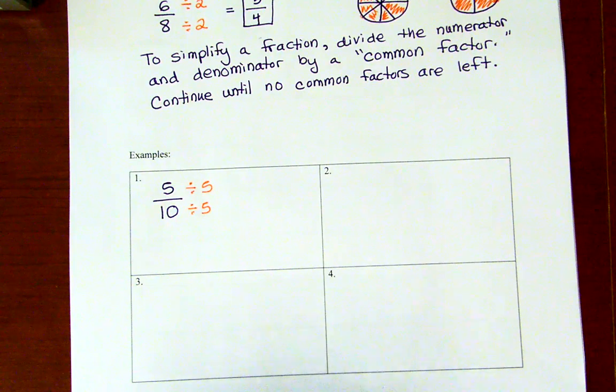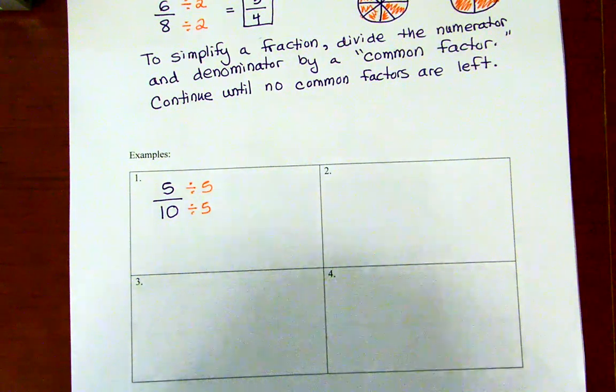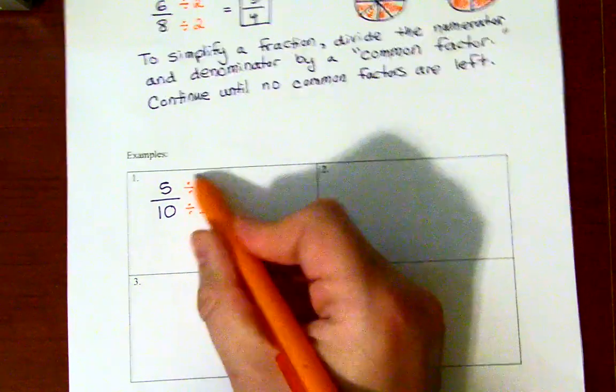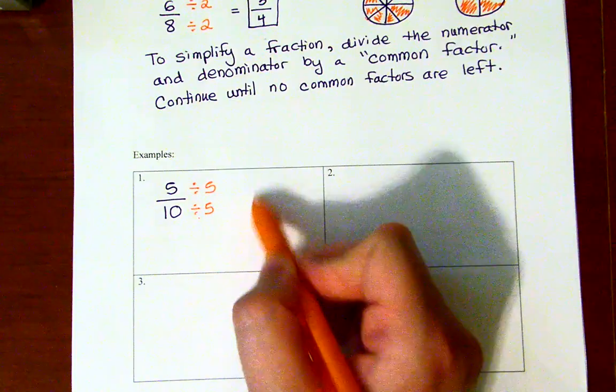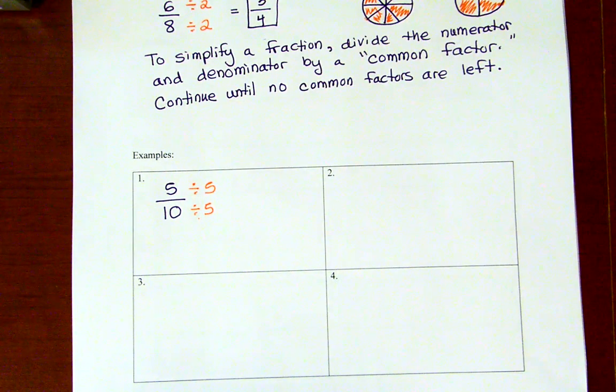I mean, I guess I could divide by other numbers, but if I divide by other numbers, I'm going to get decimals, and I never want decimals in fractions. So really, when I come up with what I'm dividing by, I want to make sure that whatever I'm dividing by gives me whole numbers in my answers, no decimals here.